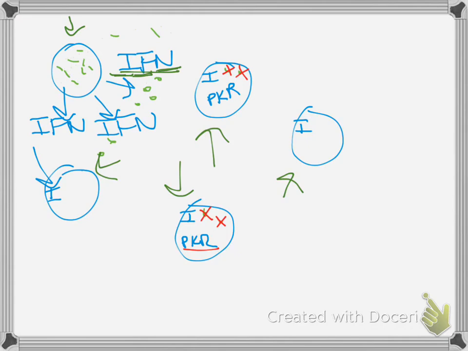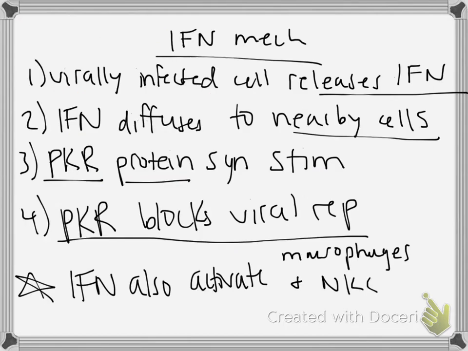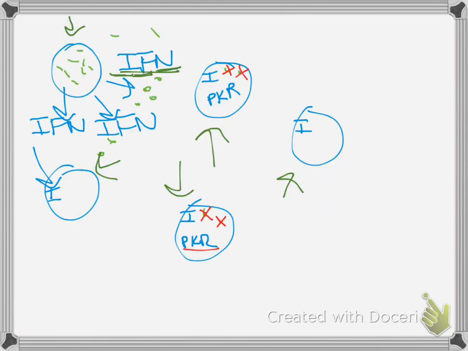Cool, so that's the interferon mechanism. Again, virally infected cell is going to release interferons, diffuse to the neighbor cells, PKR protein synthesis stimulated, and it's going to block viral replication. So in the steps, step 1, virally infected cell releases interferons. These interferons can then diffuse out. It's going to stimulate PKR, and it will stop the viral replication process. So next we're going to do the complement proteins.